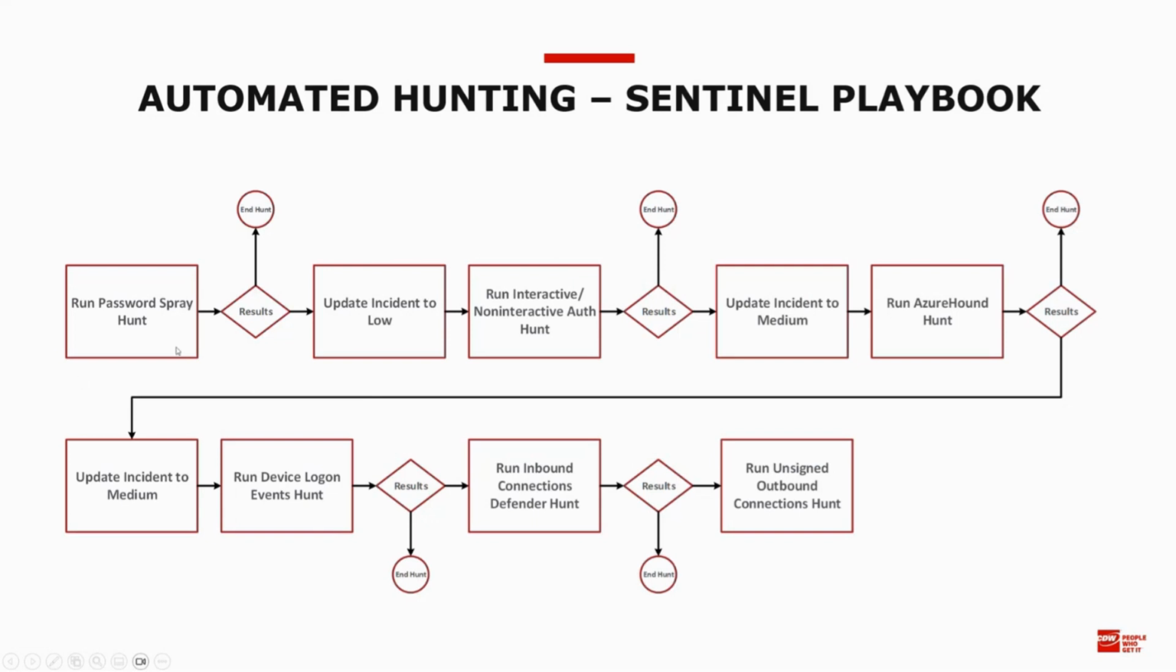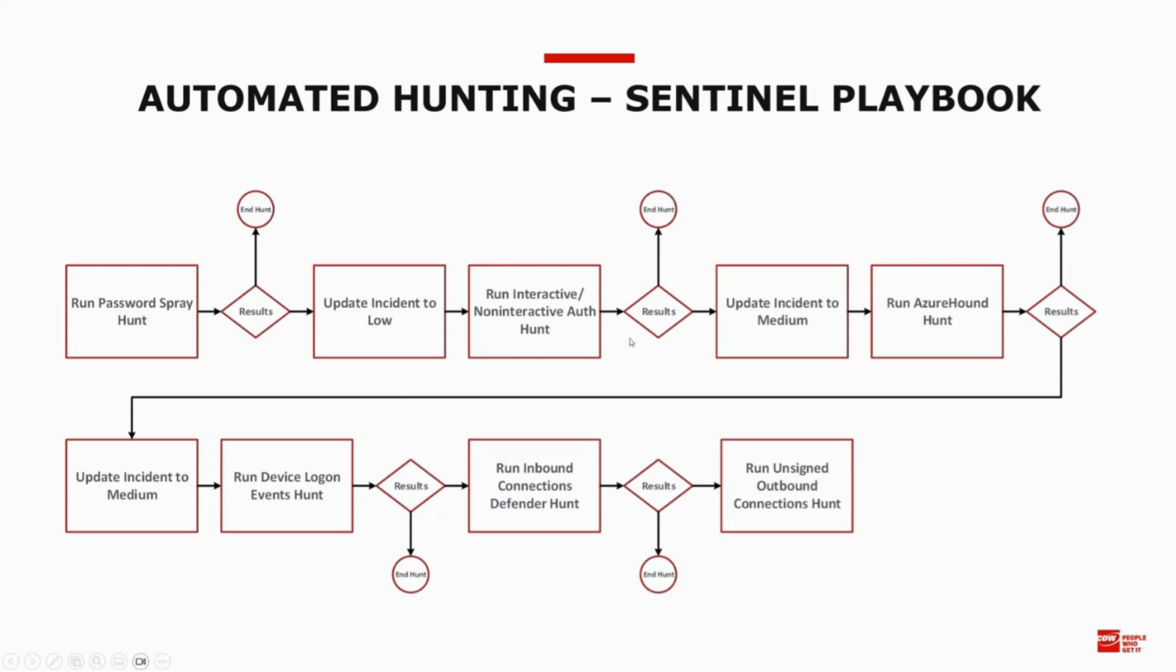If there are results found, it's going to update the incident to low and proceed to the next hunt. Okay, and if not, it's just going to end the hunt right there, and you'll see the status messages come across. It's also going to take those attack components, those entities, in this case, the IP address from the run password hunt, and it's going to inject it into that next hunt automatically. And then that hunt is going to run.